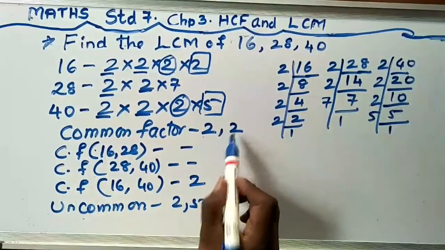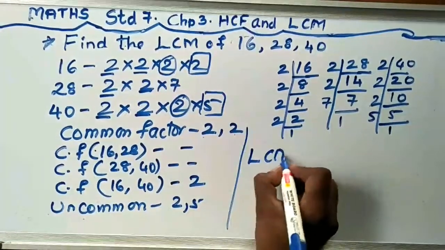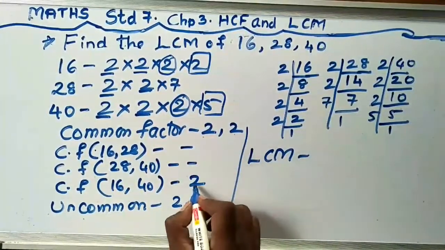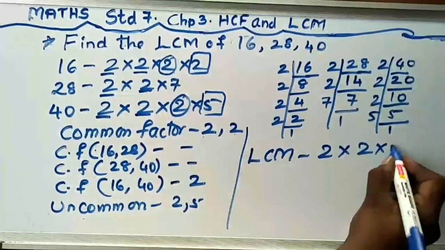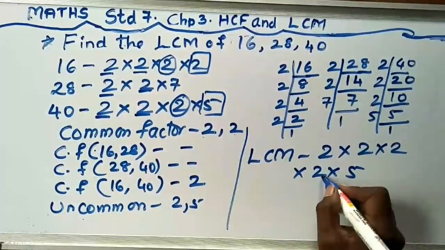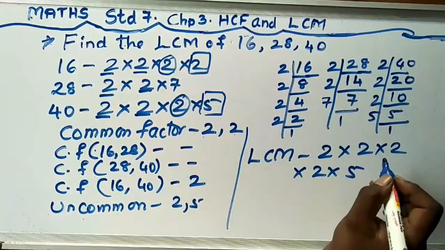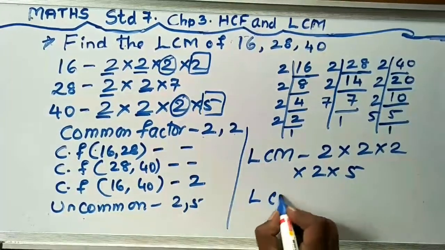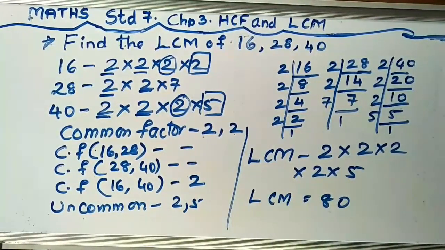So what is that? 2, 2, 2, 2, 5. So let us find the LCM. LCM is 2 into 2 into 2 into 2. 4 times multiplied by 2. Then 5. 5 times 2 is 10, 10 times 2 is 20, 20 times 2 is 40, 40 times 2 is 80. So here you got the LCM as 80. In this way, you want to find the LCM.